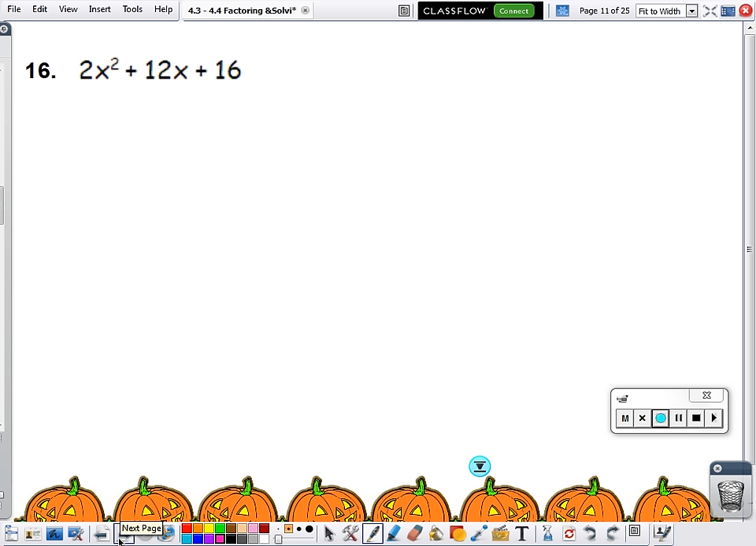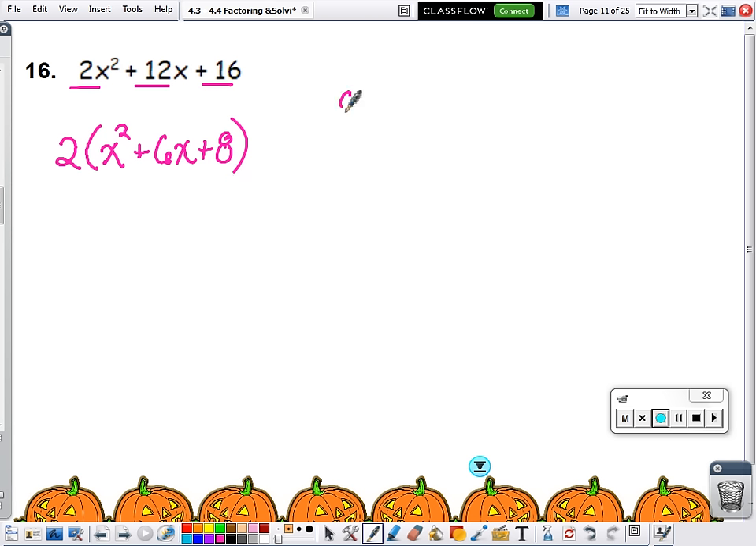So for example, number 16, it is a trinomial. But when I look at this problem, I see that I can factor out a 2 out of all 3 terms. The GCF has to be pulled out of every single term. So I factor out a 2, and I'm left with x squared plus 6x plus 8. Notice I could not factor out an x because all 3 terms did not have an x. That's step 1. That was my GCF. I still have a trinomial, x squared plus 6x plus 8, that I now need to factor.